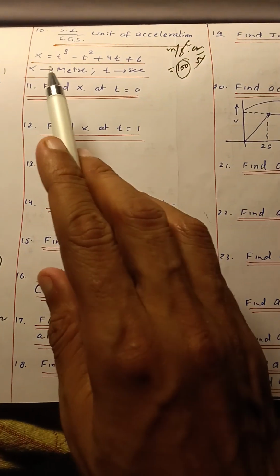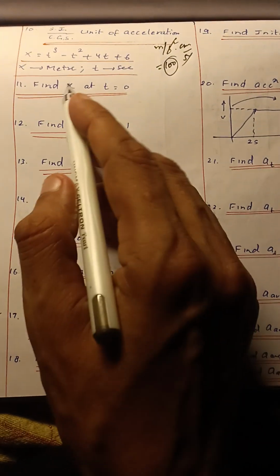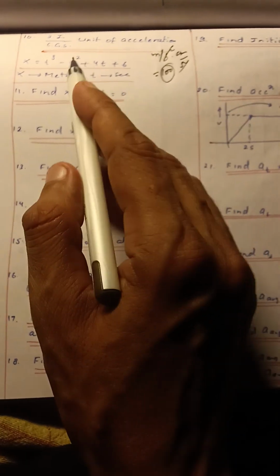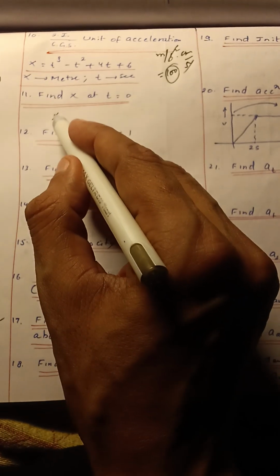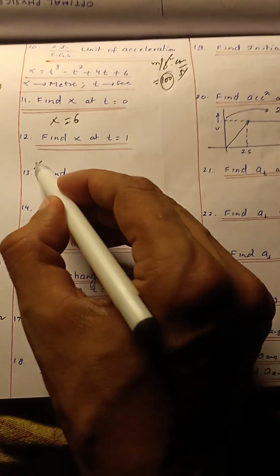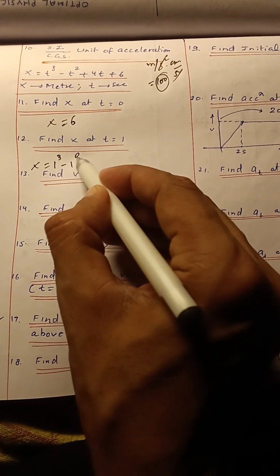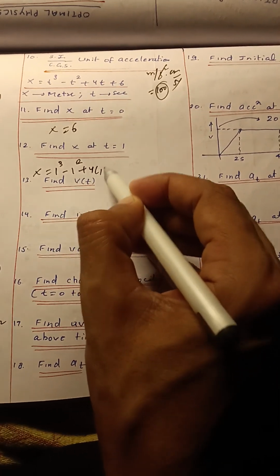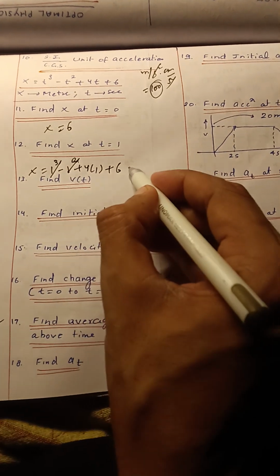Next we have a question based on 1D motion. The x coordinate is given. The first question: we need to find x at t equal to 0. If we substitute t as 0, both of these terms will be 0, so x will be 6. Then we need to find x at t equal to 1. Substituting t equal to 1, x is 1 cube minus 1 square plus 4 into 1 plus 6. These cancel out, and 6 plus 4 is 10.